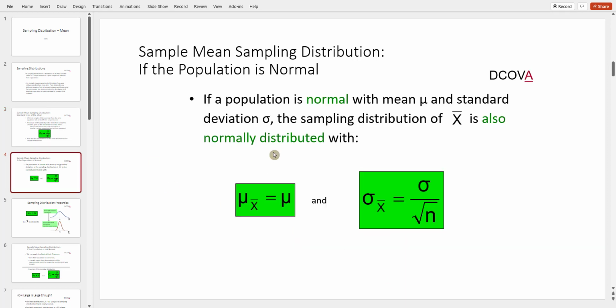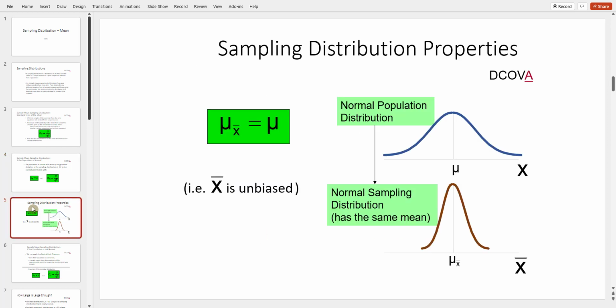If a population is normal with mean mu and standard deviation sigma, the sampling distribution of the sample mean is also normally distributed with a mean of mu and a standard deviation of sigma over the square root of n. So as you can see, if it comes from a normal population, the population and the sampling distribution will both have the same mean, but the sampling distribution will have a smaller variability. The graph is more narrow than the normal population distribution.